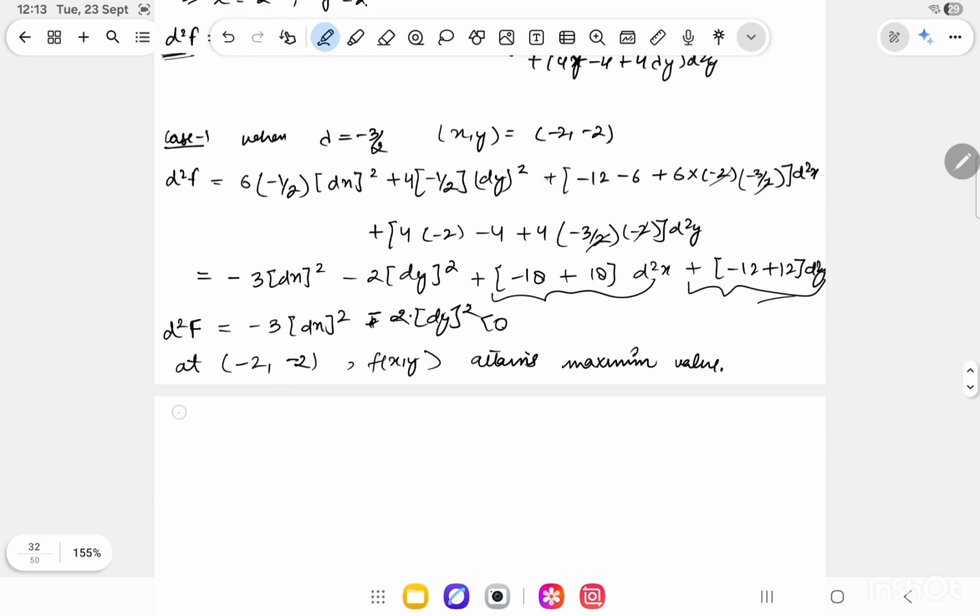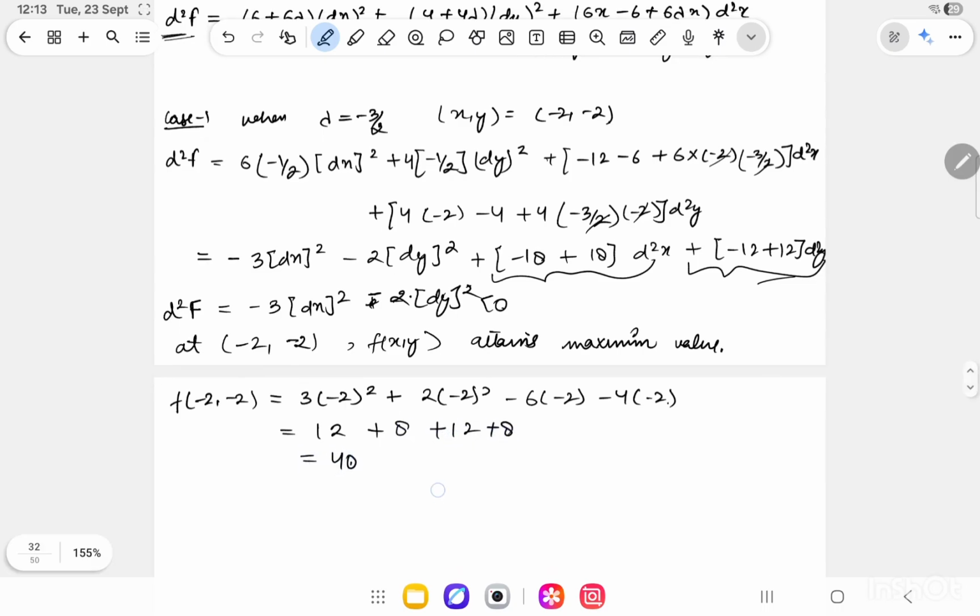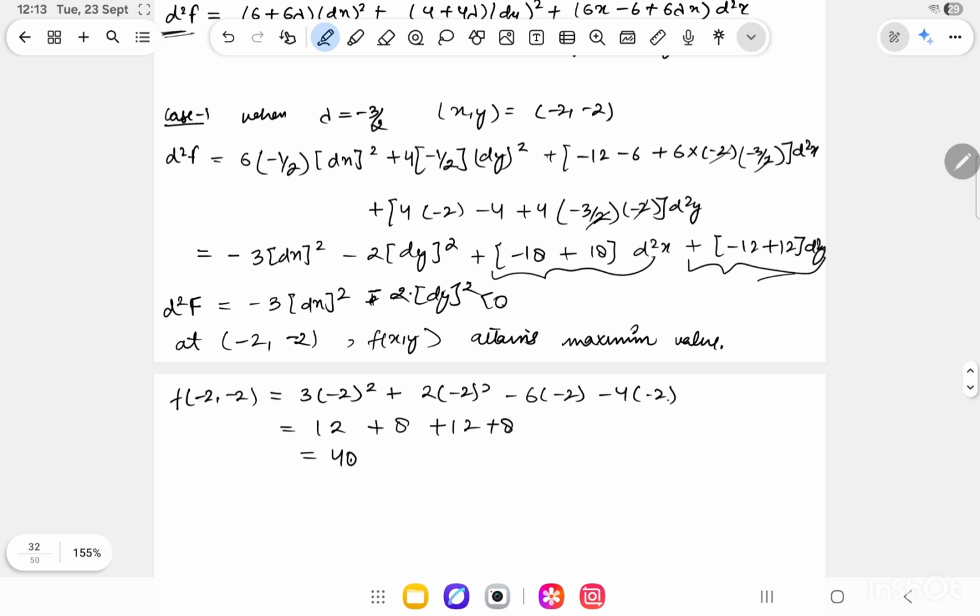Likewise, the value will be small f of minus 2 comma minus 2, that is 3 into minus 2 square plus 2 into minus 2 square minus 6 into minus 2 and minus 4 into minus 2. So from here I'll get 4 3s are 12 plus 4 2s are 8 plus 12 plus 8, that is 40. So basically 40 is the maximum value, and let's see what will be the minimum value.